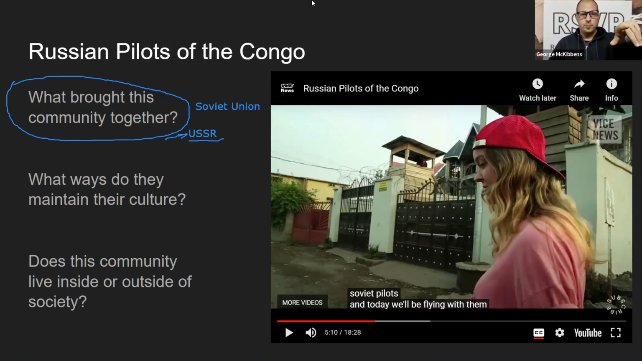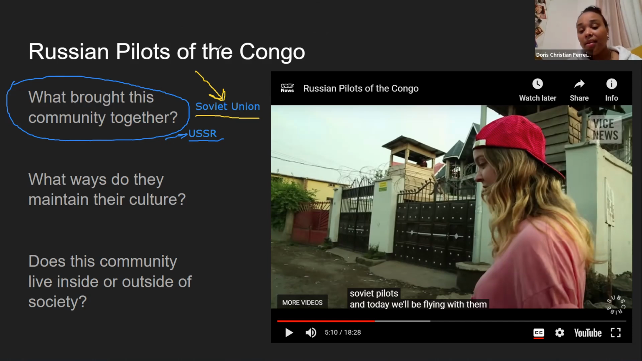This is me giving Astrid and Johan a frame of reference. So why are these Russian men flying planes around Central Africa? The story begins right here. What was the Soviet Union?